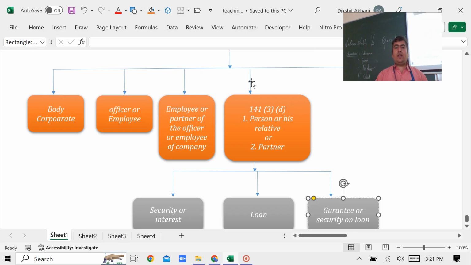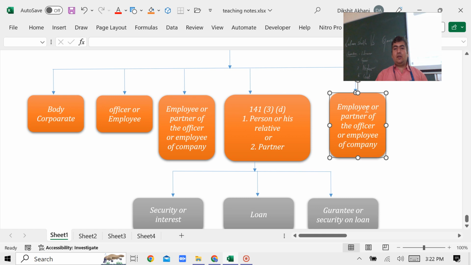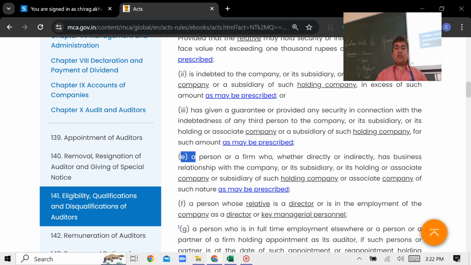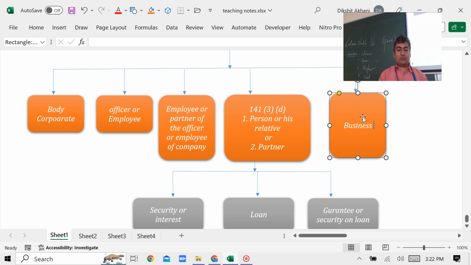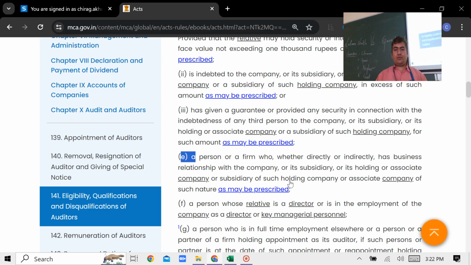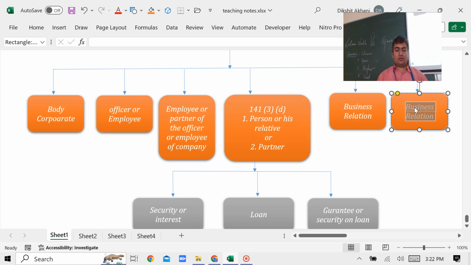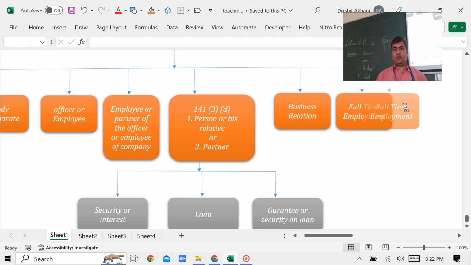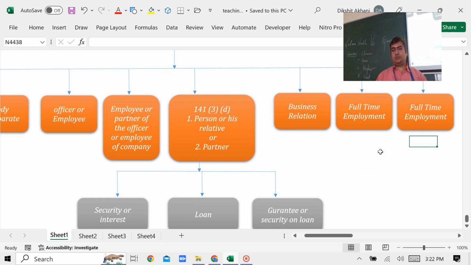Alright, after that we have another point, and that one is the E point, and the E point is talking about business relation. Business relation. Alright. After that, the next point is about full time employment. Next one is about full time employment. Next one is the conviction by court.